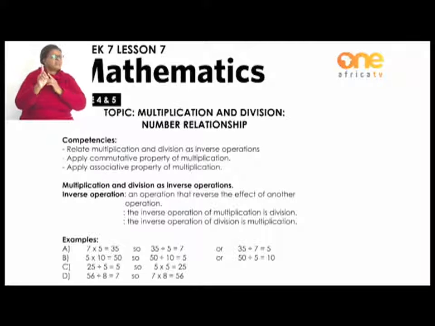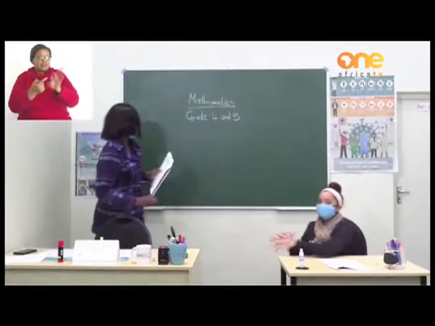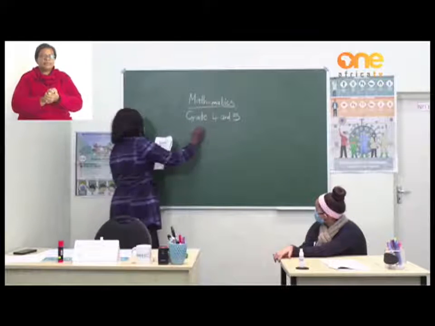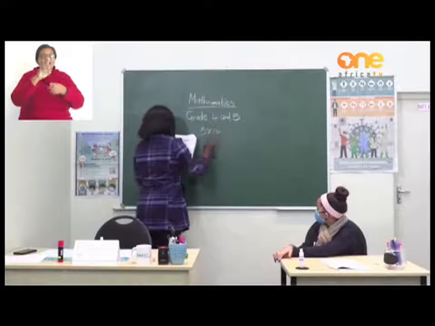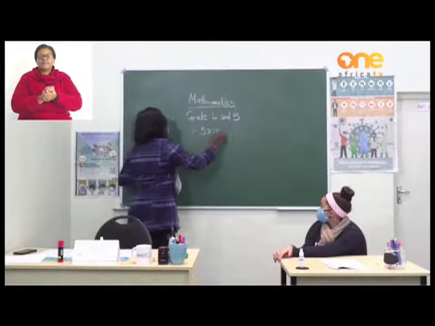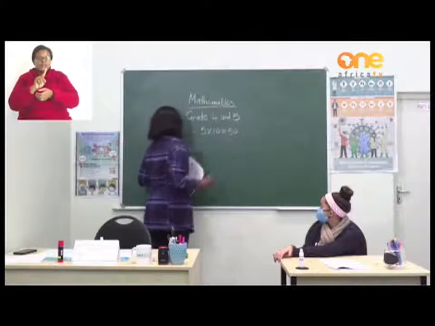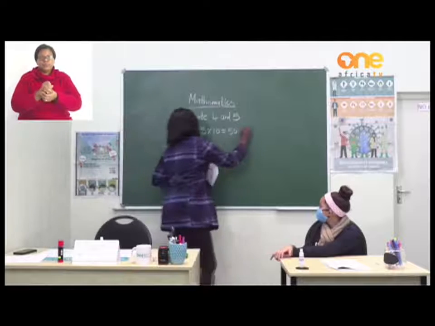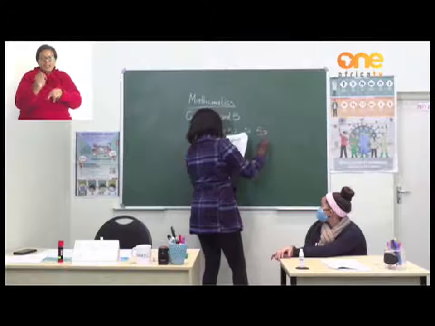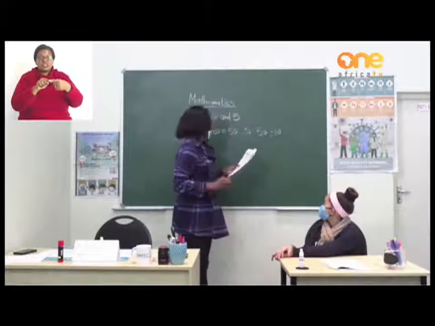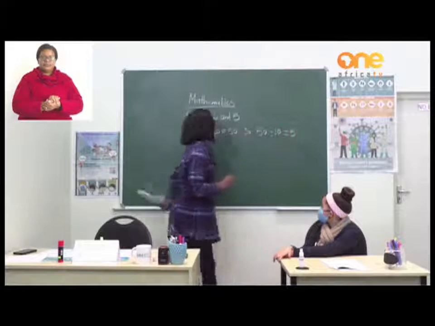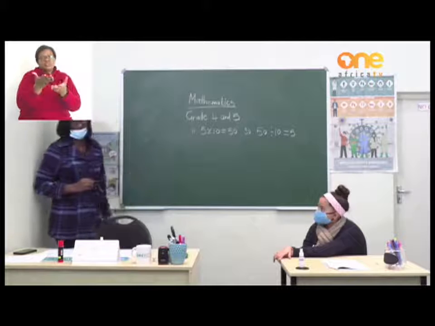Boys and girls, let's go on board with the first example. Number 1, we have 5 times 10. What is our answer? 5 times 10 is equal to 50. Good. So the inverse operation is the same as 50 divided by 10. What will be our answer? It is 5. That's what we call inverse operation.